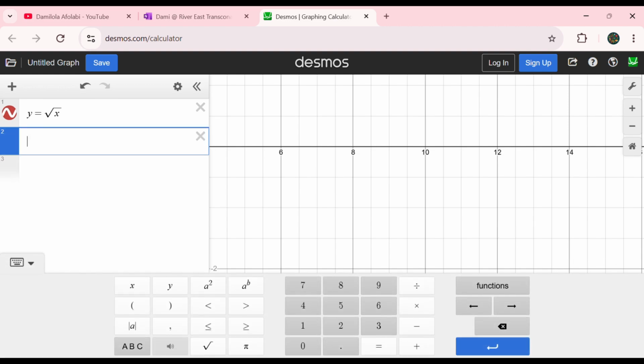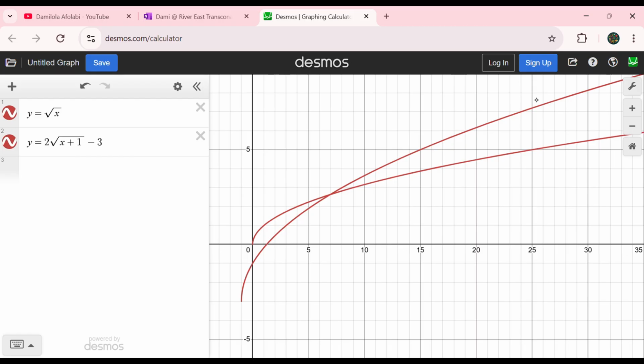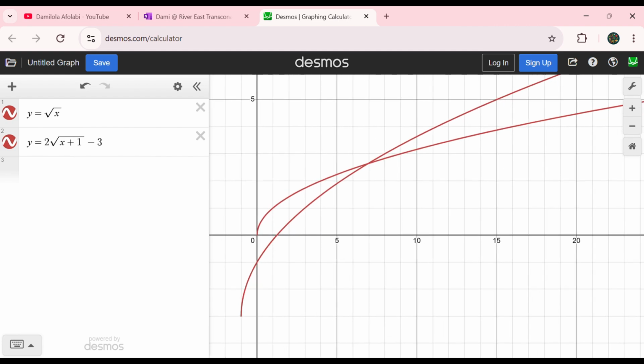Let's put that on Desmos. Y equals 2 square root x plus 1, minus 3. And we can see it here. It starts from 1, negative 3, 0, negative 1.